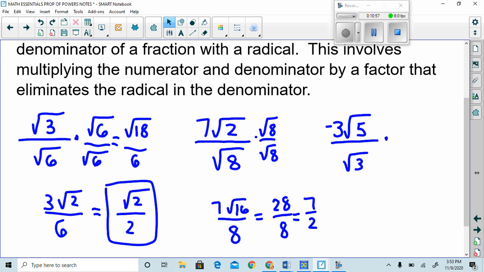Last one. Let's take this and multiply it by square root of 3 over square root of 3. Why? Because that's a whole number. Okay, that's going to be equal to 1. That's going to help me eliminate the radical in the denominator. And then I'm going to have a negative 3 times the square root of 15. And the only thing I notice here is that I can simplify the coefficients, and I get a negative 1 square root of 15, and done.